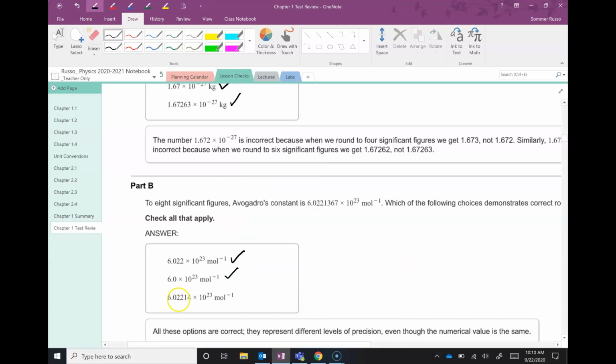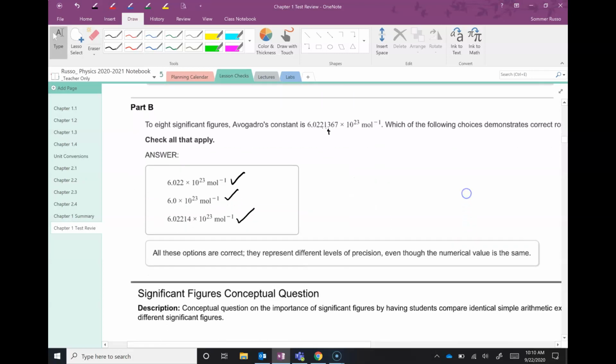And then 1, 2, 3, 4, 5, 6. That 3 has a 6 after it, so that is going to round up, and we did round up. We are good. So all of these options are correct. There are different levels of precision. We rounded correctly.